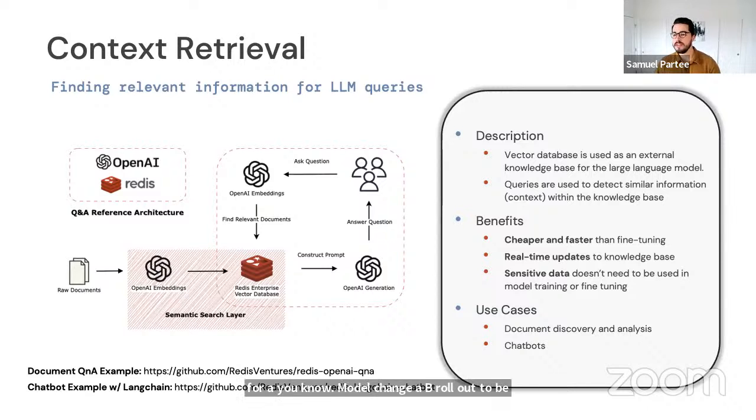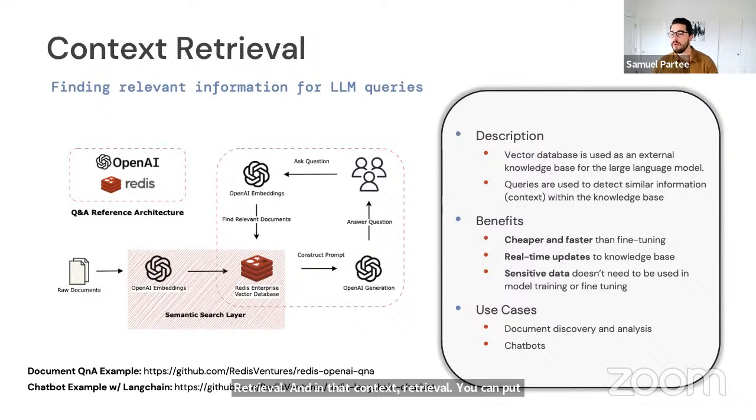So the last thing here is also sensitive data. This is a big thing. I work with a lot of enterprise companies, and a lot of enterprise companies don't feel comfortable making a model that they don't know will output something sensitive. So instead, you can do context retrieval. And in that context retrieval, you can put in rules for specific pieces of data.